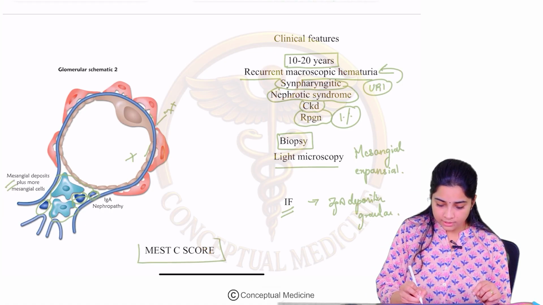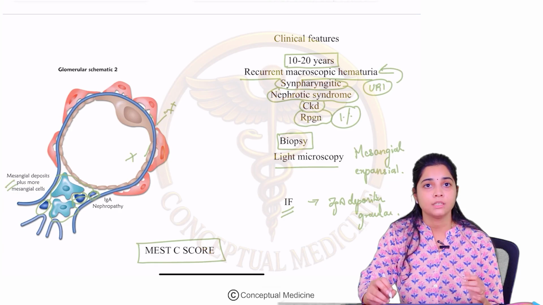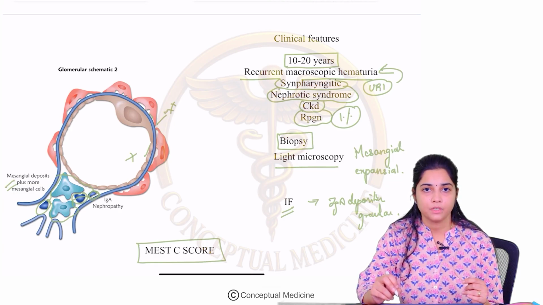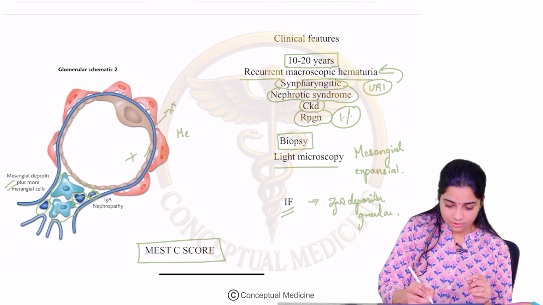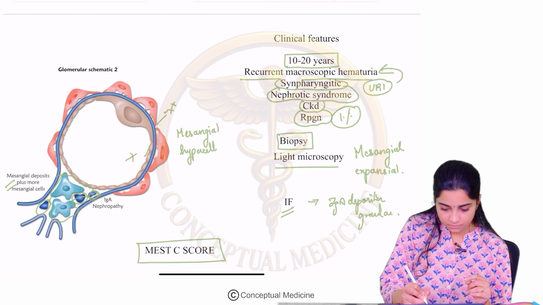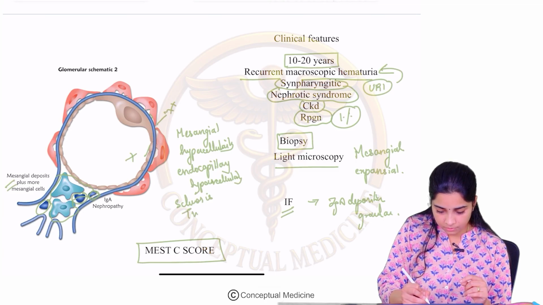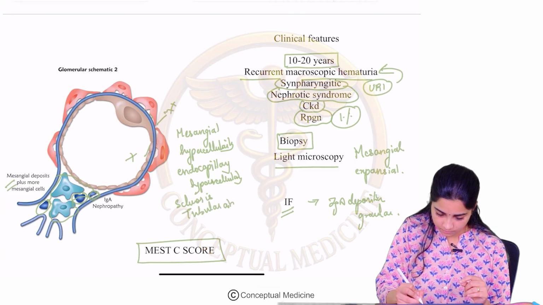One score that is used for the prognostication of IgA nephropathy is the MEST-C score. What does the MEST-C score stand for? It stands for mesangial hypercellularity, endocapillary hypercellularity, sclerosis, tubular atrophy, and crescents.